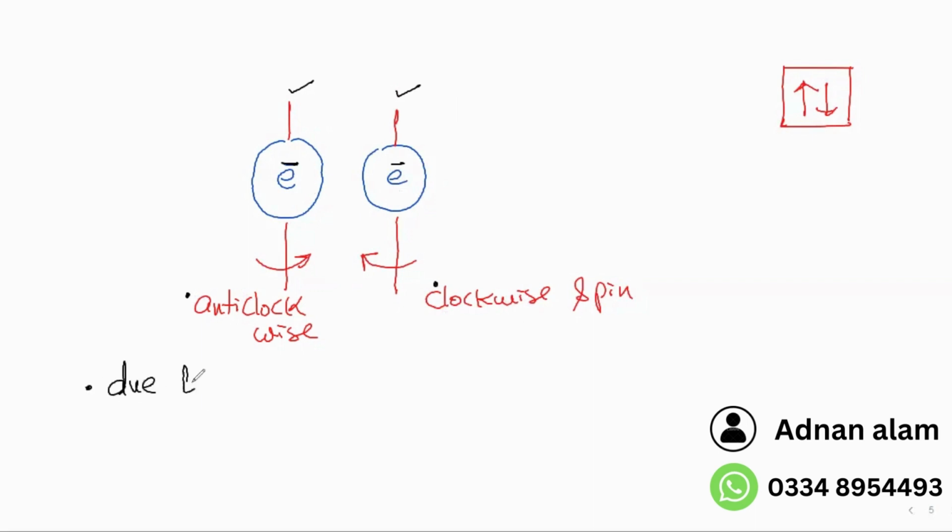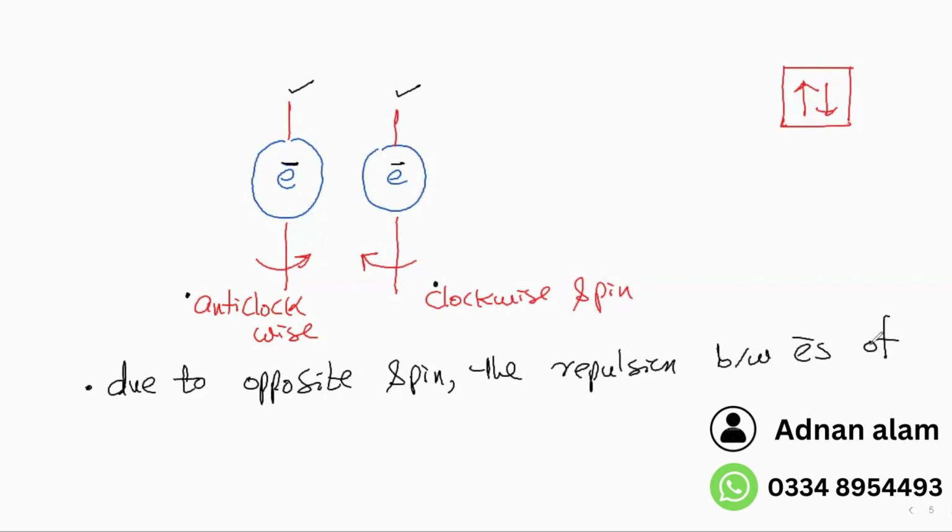Due to opposite spin, the repulsion between electrons of one orbital is minimized. I'm not saying that the repulsion becomes zero. Repulsion will be there, but it will be minimized. And beta, that is the reason why we represent two electrons of one orbital with opposite arrows.